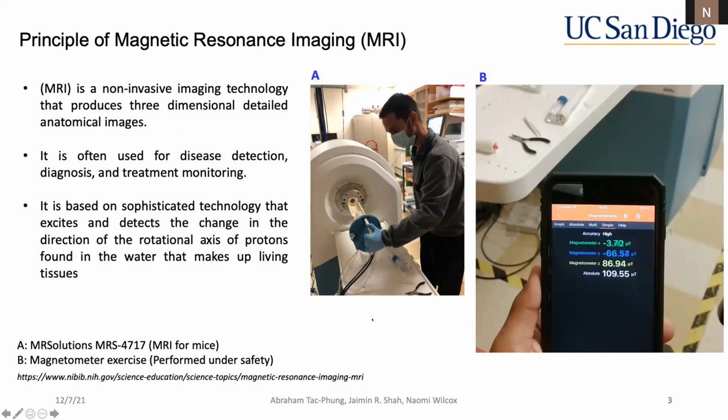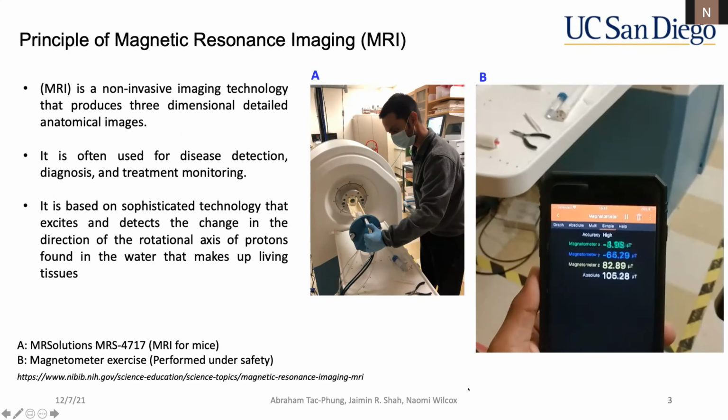Okay, so talking about the quick principle behind MRI. We know that it's often used in clinical practice because it's non-invasive imaging technology, often used for detecting disease, diagnosis, and monitoring the treatment of clinical patients. It's also a sophisticated way to measure the change in direction of the rotational axis of protons, which make up living tissue. Figure A here shows Diamond, who is part of a lab that works on MRI in mice. So that's just him at his lab.